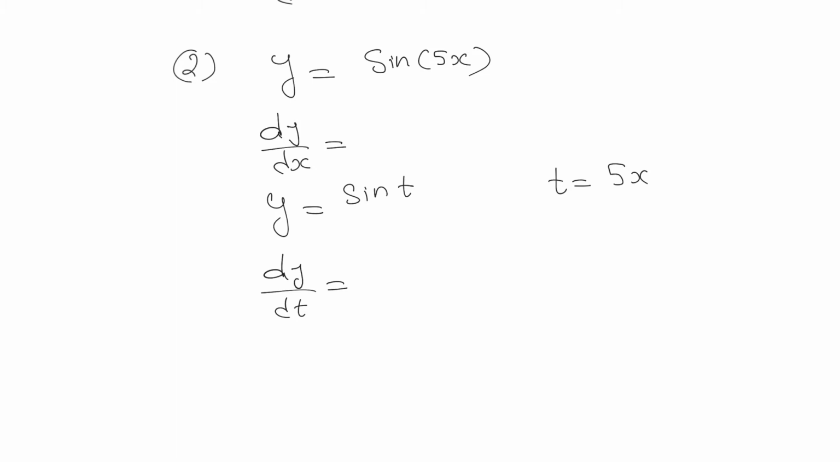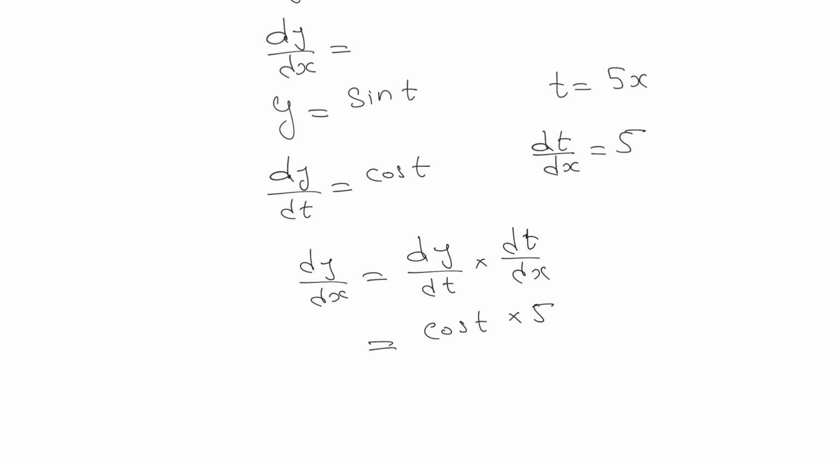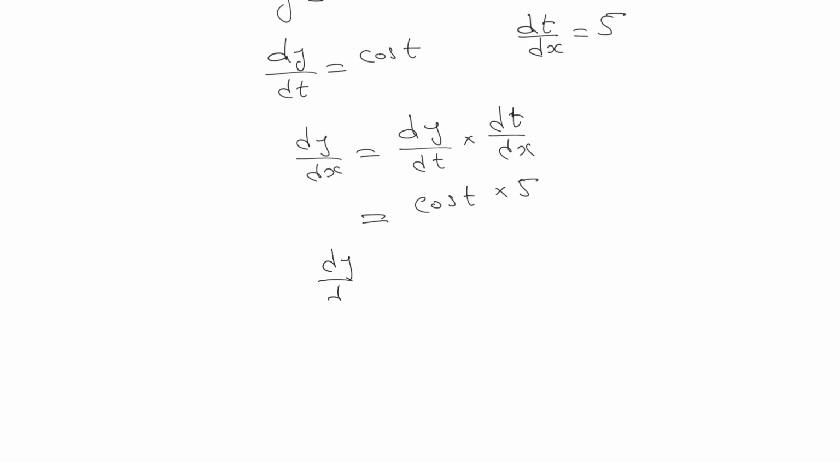Now we have to find the value of dy by dt. If you differentiate sine t, we get cos t. And from this equation we can find the value of dt by dx, which is equal to 5. Now our aim is to find dy by dx according to the chain rule. dy by dx is equal to dy by dt into dt by dx. We already calculated dy by dt, which is cos t, and dt by dx, which is 5. So the final answer for dy by dx is 5 cos t. Here the value of t is 5x, so the final answer will be equal to 5 cos 5x.